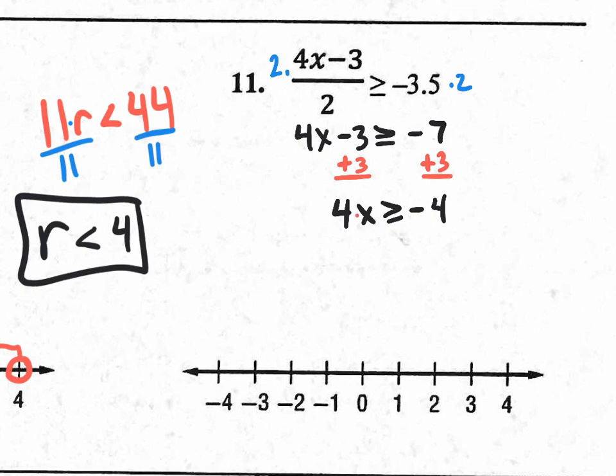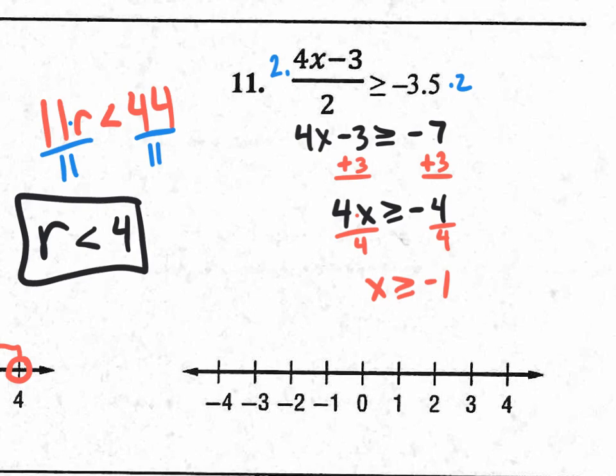Final step here would be to get rid of the multiplication of 4 in front by dividing by 4. Dividing by 4. X is less than, whoops, why am I flipping it? X is greater than, sorry about that, greater than or equal to negative 1, right? Why did I keep it the same? Because I did not divide by a negative. The only time you flip the inequality is if you multiply or divide by a negative on your last step. So this stays the same.